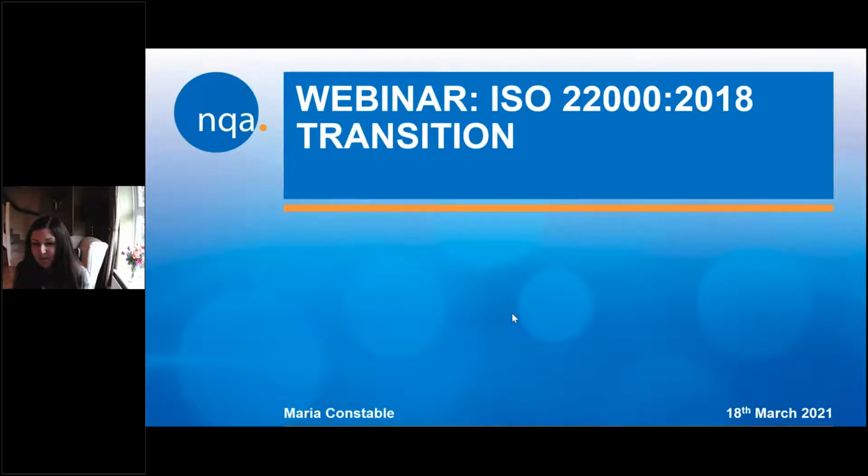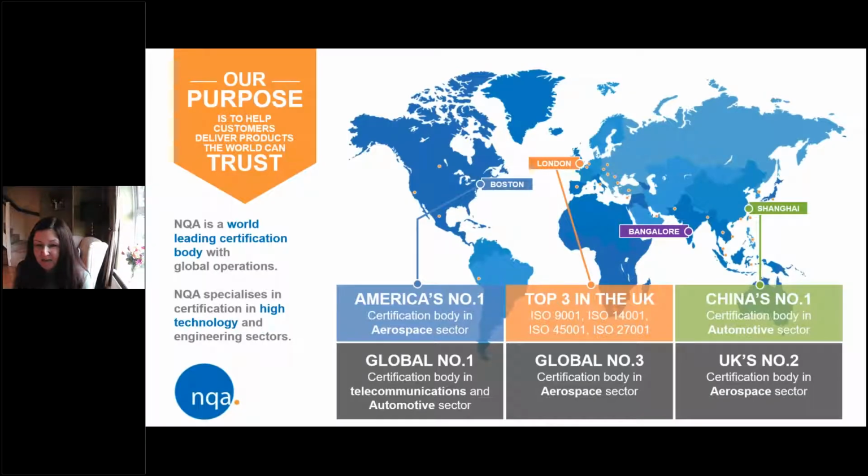So, welcome to everybody who's joined us this afternoon. We are going to talk to you about ISO 22000. Just a little bit about who we are. So NQA, we are a certification body based in the UK predominantly. We have offices globally. Our head office for this region is in the UK. For our food business, actually, we're bigger in other countries, but it's all managed through the UK with NQA.